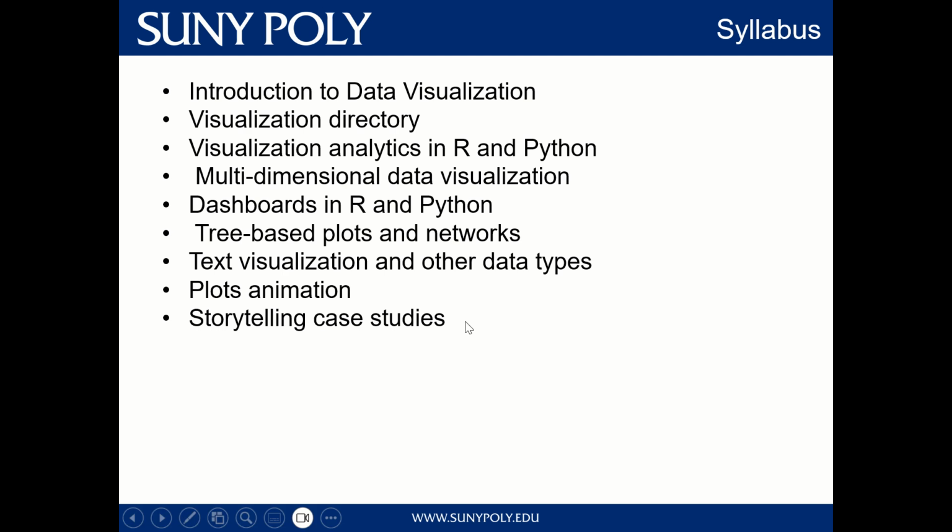The text visualization and other data types refers to one of the main problems that I have identified in the literature. When I was preparing this course, I noticed that in most of the books, like in visualization textbooks, the focus is on numerical variables, categorical variables, but there is little attention to other data structures or data types. For example, text, images. So it is important to know how to represent that type of information, because in real life you will face different data types.